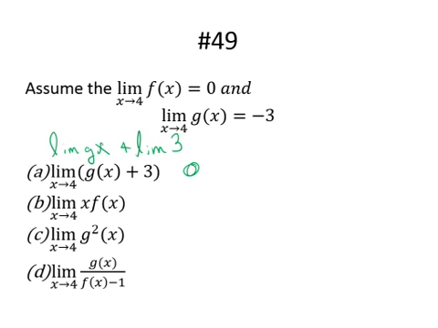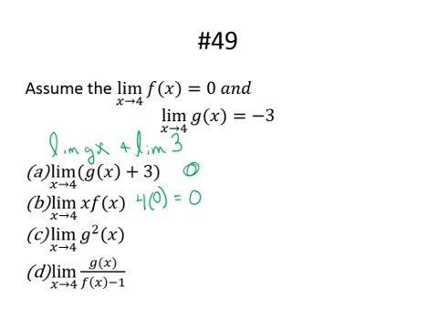So B would also end up being 0 because you'd end up with 4 times 0, which gets you your answer of 0. C, that g squared means that you take your answer and you square it at the end. So it would be negative 3 squared, which is 9. And then for D, we'd go negative 3 over 0 minus 1, which ends up with a 3. So 0, 0, 9, and 3 is your answer for those.